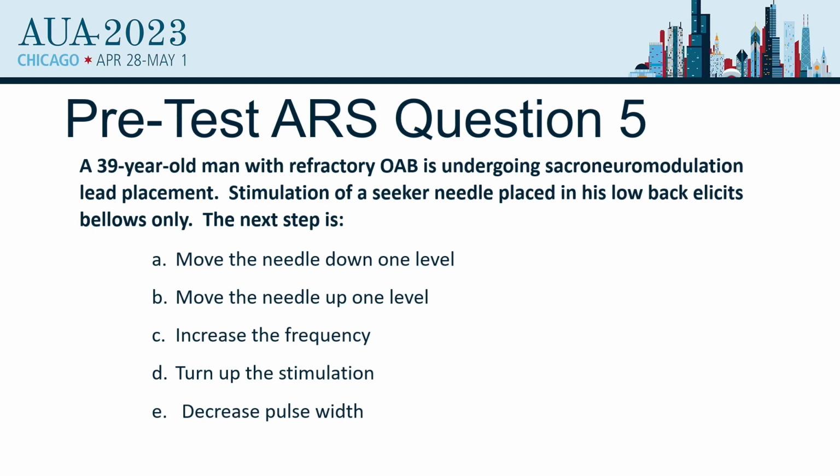Any takers? Move the needle up 1 level. Yeah, so bellows only is going to be 4. You're looking for 3, which is going to be bellows and great toe plantar flexion. If you're in 2, it's going to be a sort of twisting hip flexion. The calf will contract or the whole leg will kind of rotate a little bit. So just keep that in mind.